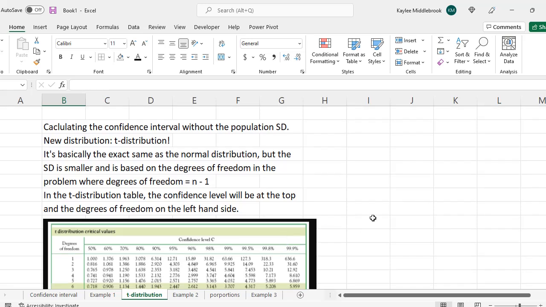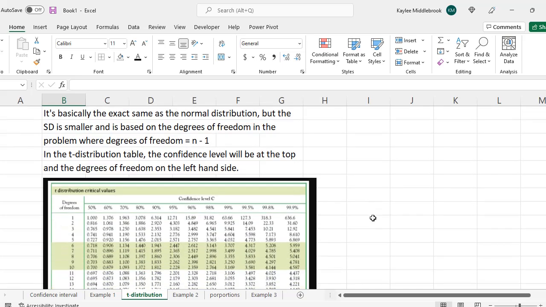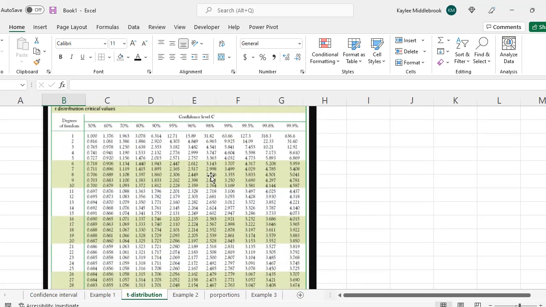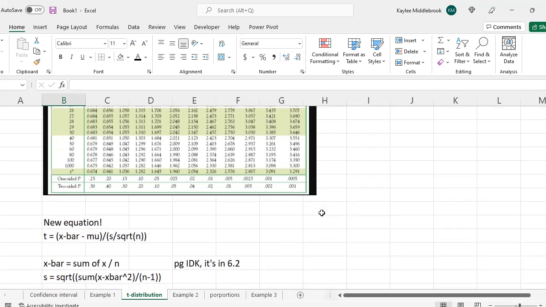Next, for section 6.2, we move into calculating the population mean and the interval without the population standard deviation specifically. For this one, we're going to be using a new distribution called the t distribution. It's essentially the same as the normal distribution, but the standard deviation is going to be smaller and based off of the degrees of freedom in the problem, where the degrees of freedom equals n minus 1. In our t distribution table, the confidence level will be at the top and the degrees of freedom will be on the left-hand side, as shown here. This is just a photo I stole off the internet.